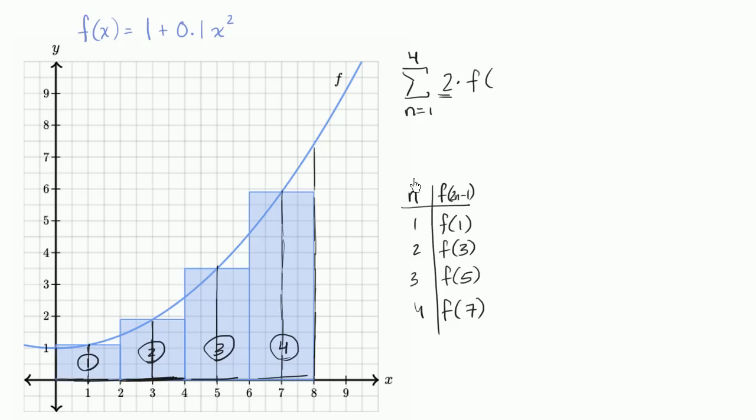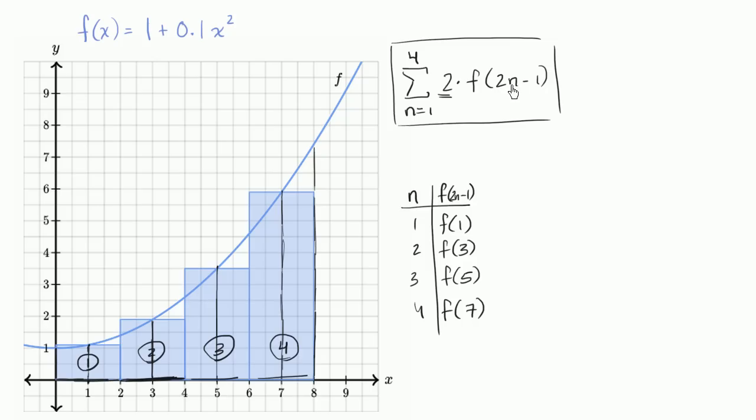So the area of each of these rectangles, the base is 2, and the height is f of 2n minus 1. Hopefully that makes it a little bit clearer, mapping between the sigma notation and what we're actually trying to do. And now just for fun, let's actually try to evaluate this thing.